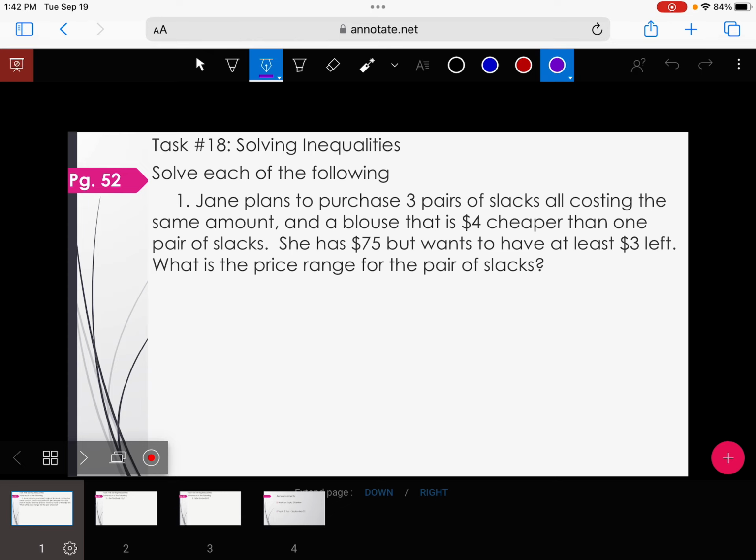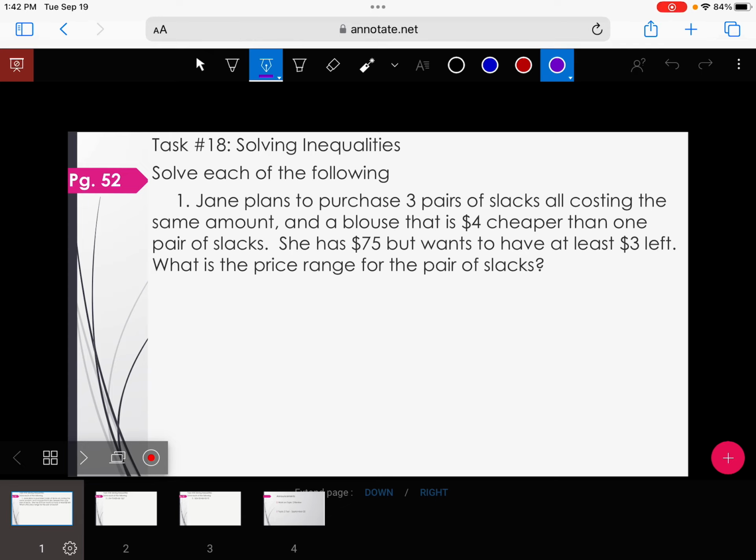So Jane plans to purchase 3 pairs of slacks that all have the same cost, and 1 shirt blouse that is $4 cheaper than a pair of pants. She has $75 but wants to have at least $3 left. What is the price range for a pair of pants?